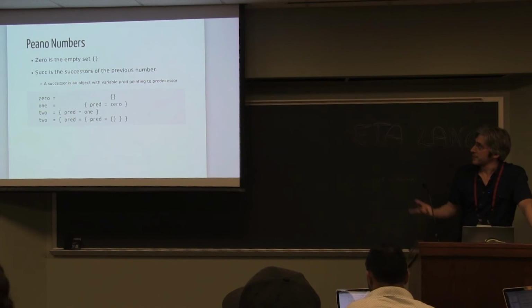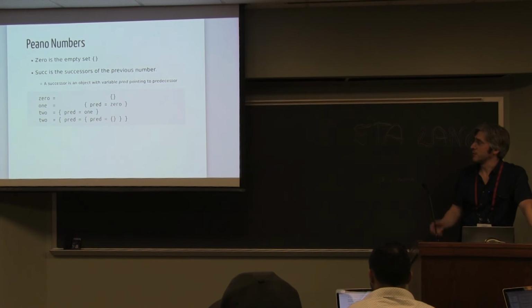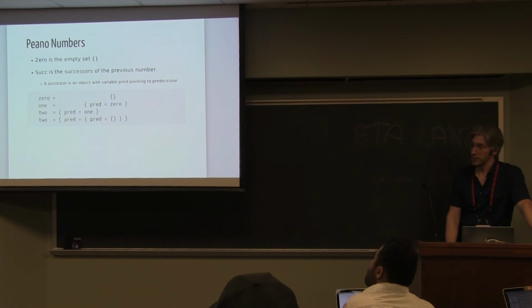For the naturals, we can use the Peano encoding. For the zero, we said we have the empty set, so it's an easy choice. We use the empty set for the zero. For a successor, we can say that we use the variable pred for predecessor. That needs to point to a previous number.